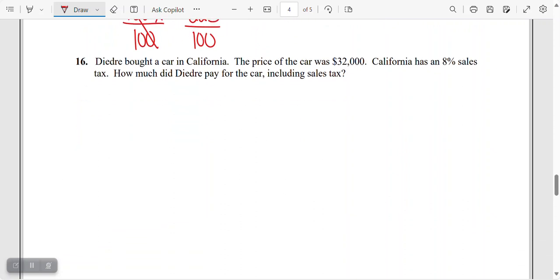And the last question, Deidre bought a car in California. The price of the car was $32,000. California has an 8% sales tax. That is not accurate. I think it's more like 12. How much did Deidre pay for the car, including the sales tax?